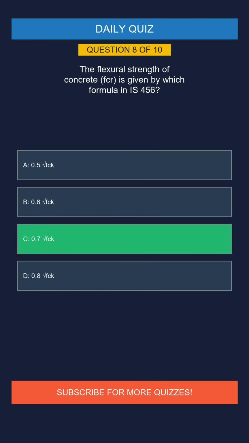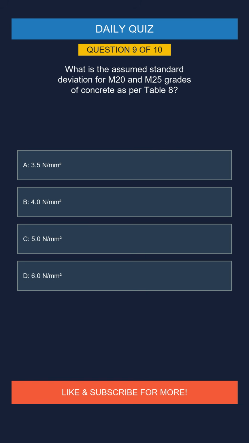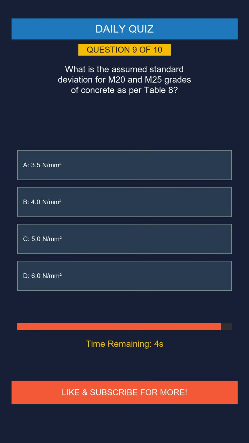Question 9. What is the assumed standard deviation for M20 and M25 grades of concrete as per Table 8? Option A, 3.5 N per square millimeter. Option B, 4.0 N per square millimeter. Option C, 5.0 N per square millimeter. Option D, 6.0 N per square millimeter.